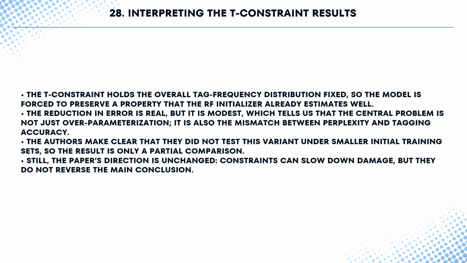Now let us analyze the deeper meaning. The first point is that fixing tag distribution preserves important structure because RF already estimates this well. Improvement is modest, so the problem is not just over-parameterization. The core issue is the mismatch between perplexity and tagging accuracy. This is the root cause. And the final note is that experiments are limited, but the conclusion remains consistent. This slide strongly reinforces that the problem is fundamental, not just technical.